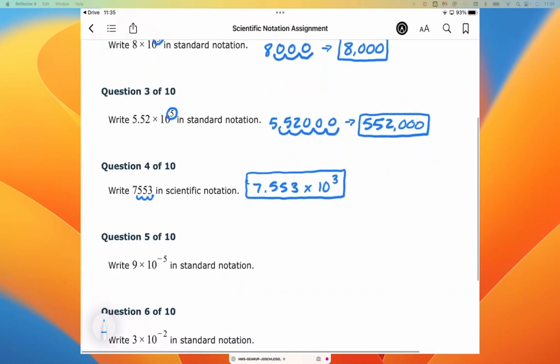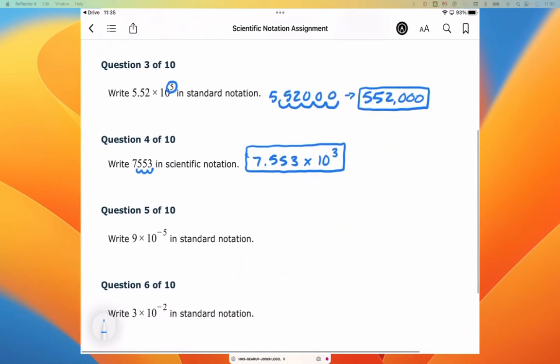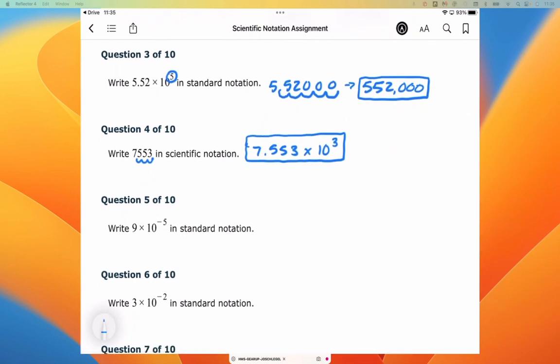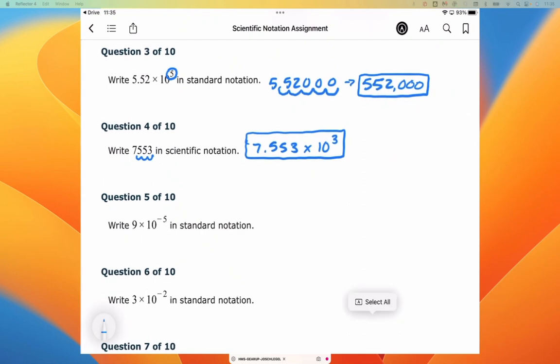Alrighty. Number 5. Now we have negative exponents, which means that we are going to end up with a number that is smaller than 1. And so the movement of the decimal this time is going to be to the left, not to the right. So we have a 9 with a decimal behind it, and that decimal needs to move to the left 5 spots. So 1, 2, 3, 4, 5. The decimal is going to end up right there. We fill the empty spots with zeros.